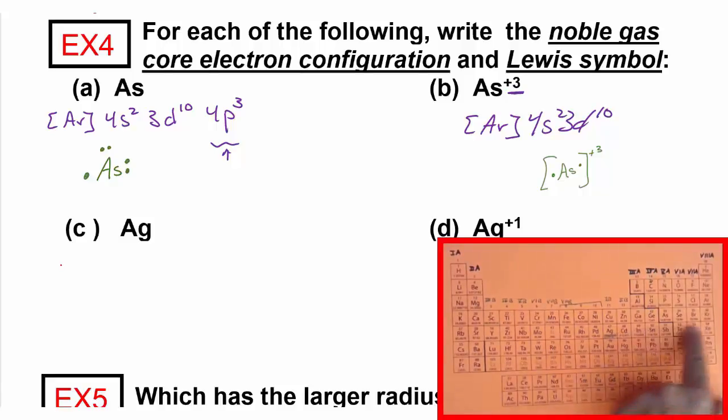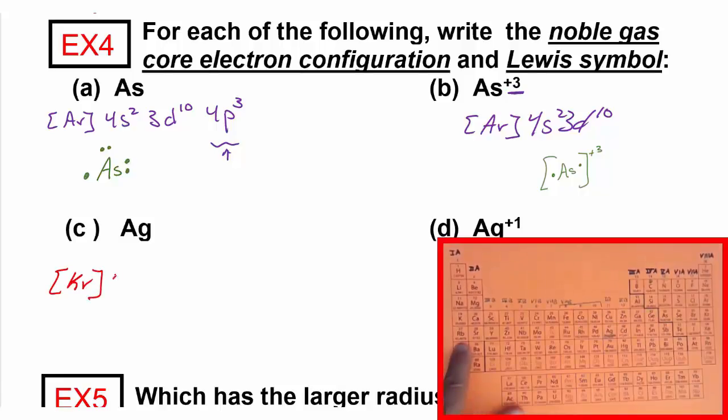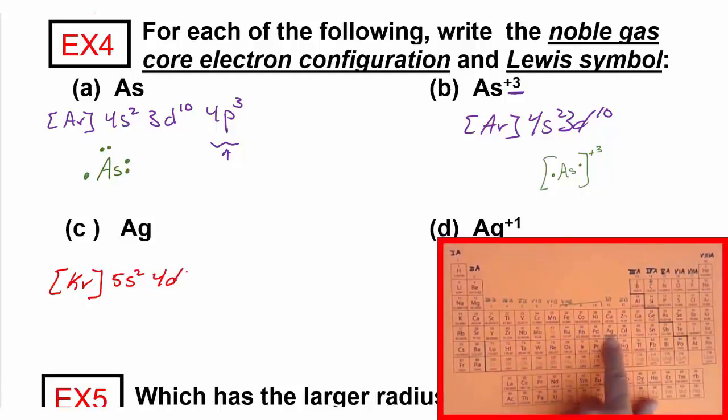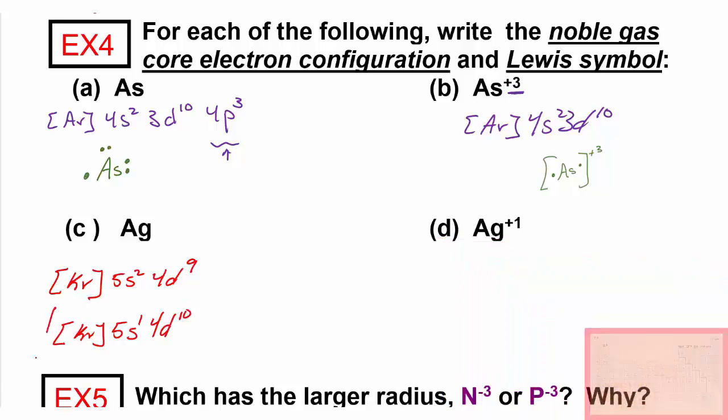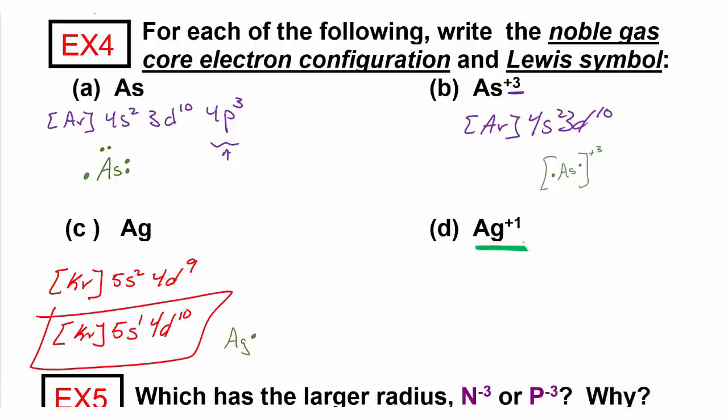For silver, its noble gas core is krypton, 5s2, 4d, how many? All the way up to 9, because cadmium would be 10. And remember, you're not done. If we can make d5 or d10, we always do that. So our best answer would be krypton, 5s1, 4d10. Promote one of those electrons. That makes writing the electron configuration of silver 1 that much easier, because it's really obvious which electron we're going to lose. Krypton, 4d10.